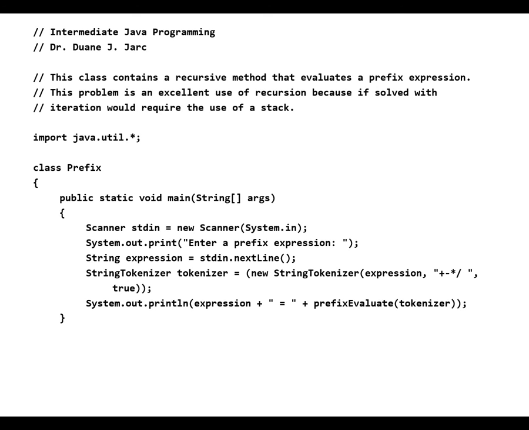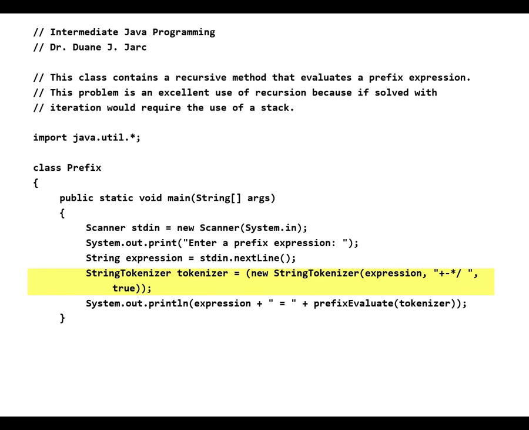Now we are ready to examine the program that will perform the evaluation of prefix expressions just like the one that we just discussed. We begin with the main method of this program. The first step is to prompt the user for the prefix expression and read it in. Next, we create a string tokenizer from that string. The advantage of using a string tokenizer is that it allows us to specify a collection of delimiters and have those delimiters be returned as tokens.